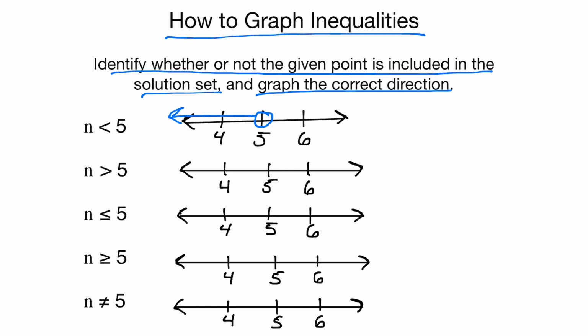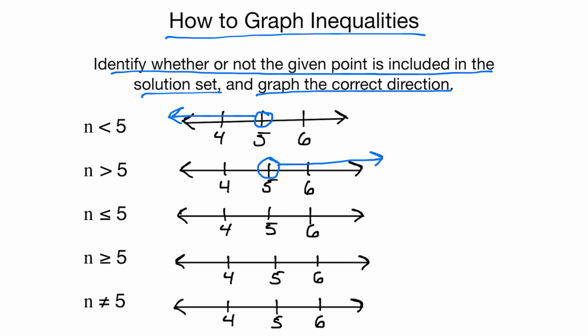Next, we have n is greater than 5. So again, not the number 5. So do an open circle at the point 5. And then n is greater than 5, so all of the points to the right satisfy that inequality. The number 6 does, the number 7, the numbers all the way up to infinity.